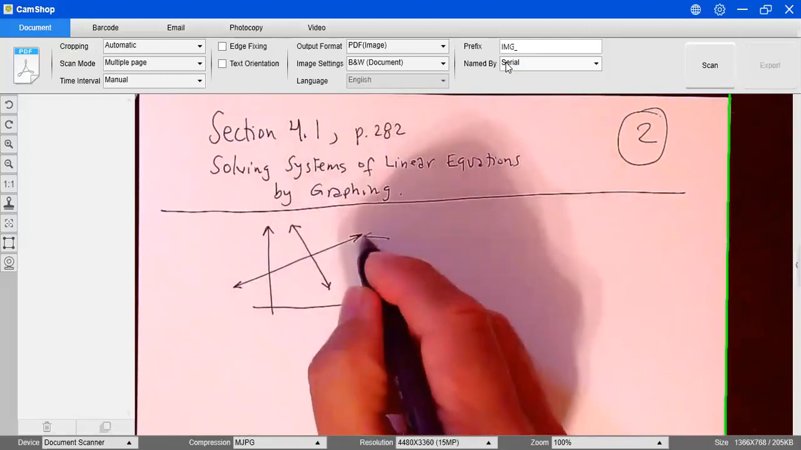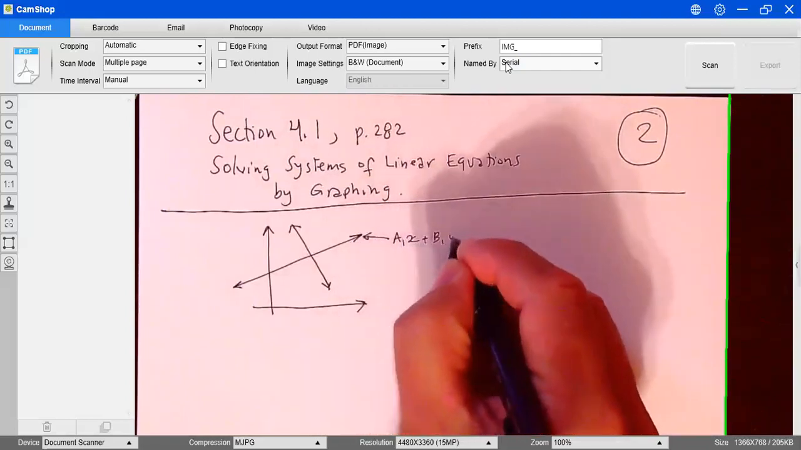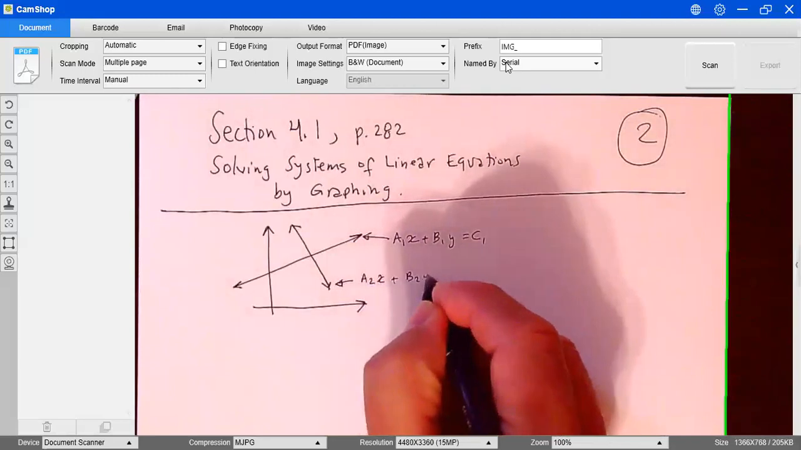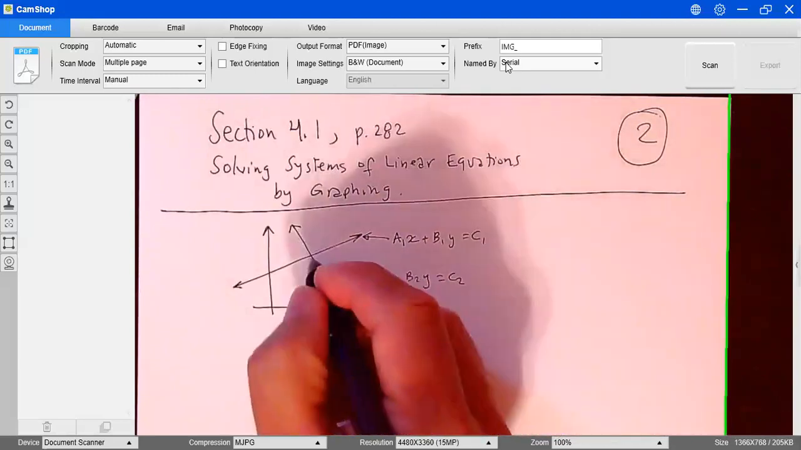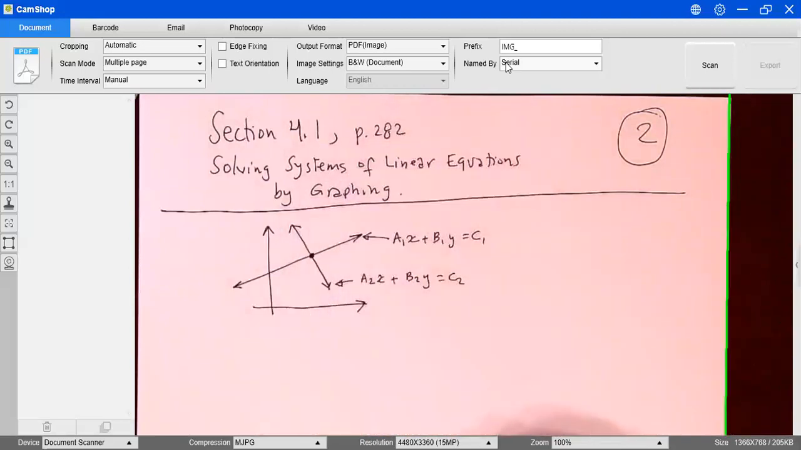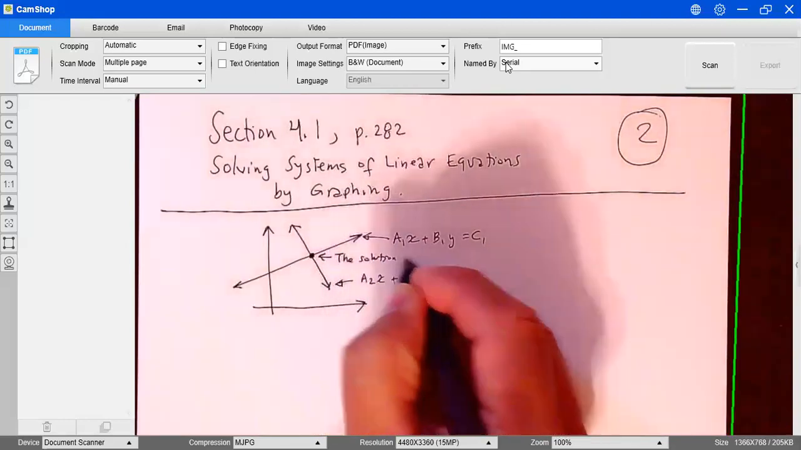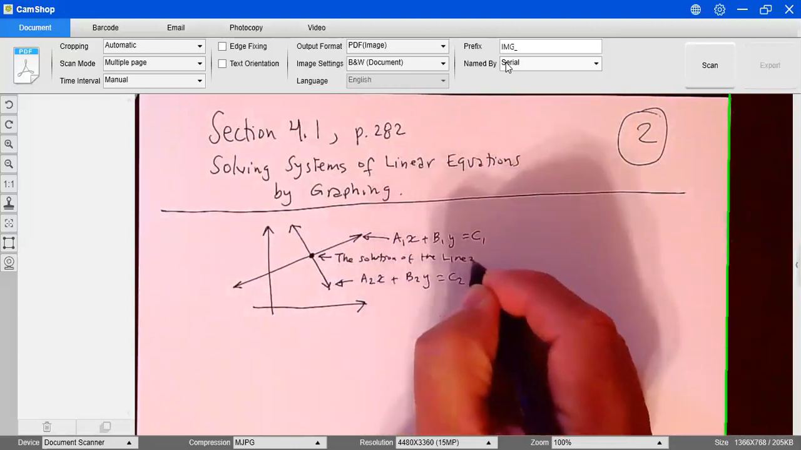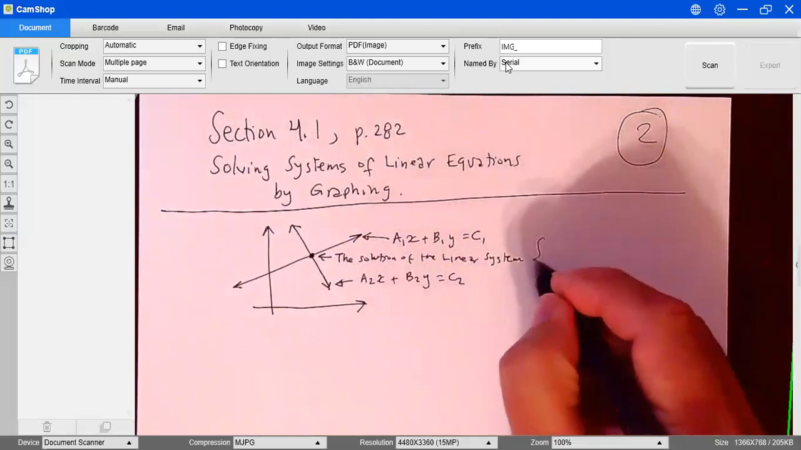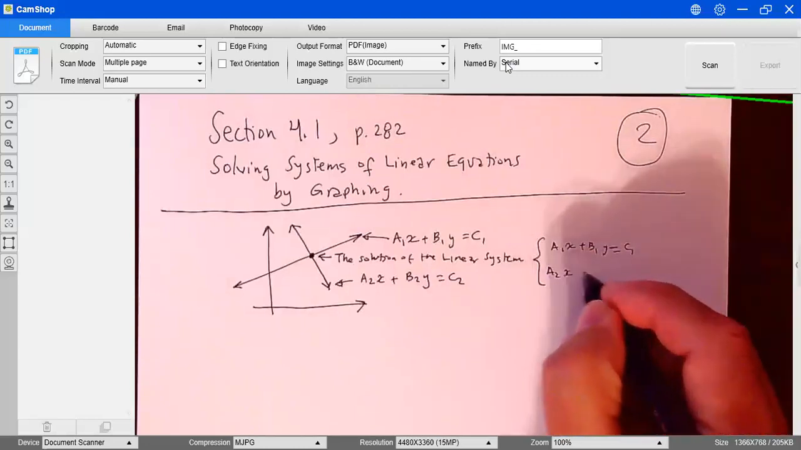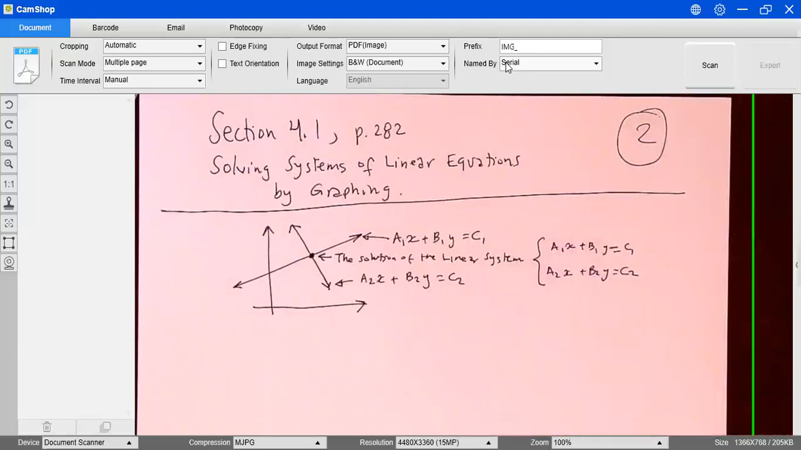So this might be a1x plus b1y equals c1, and this might be the graph of the equation a2x plus b2y equals c2, and the intersection point is going to be the solution. This is the solution of the system. The solution of the linear system. What linear system? It's going to be a1x plus b1y equals c1, a2x plus b2y equals c2. So we need to find the intersection point when we are solving a system of linear equations.